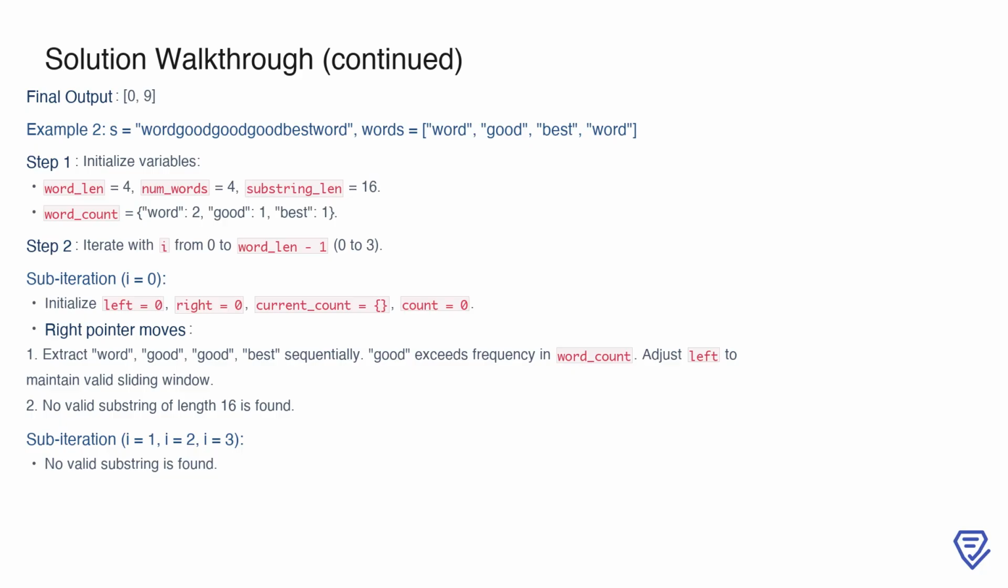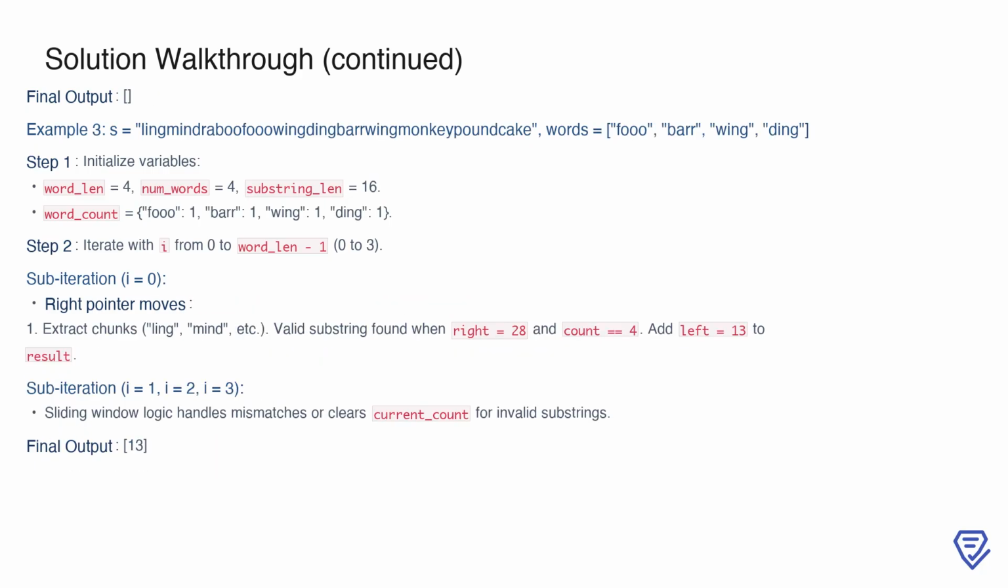Similarly, for i equals 1, i equals 2, and i equals 3, no valid substrings are found because the sliding window either exceeds word frequencies or fails to match all words in the list. The final output for example 2 is an empty list, as no valid substrings were found.